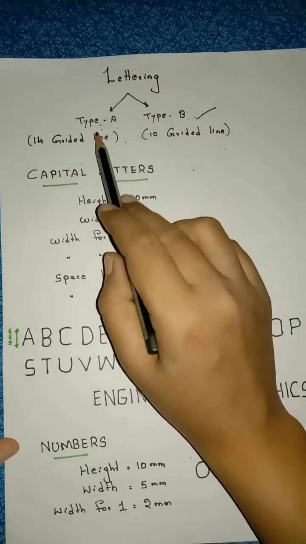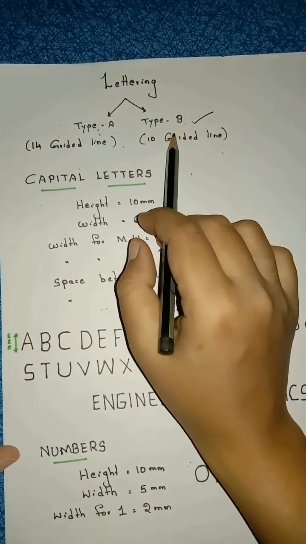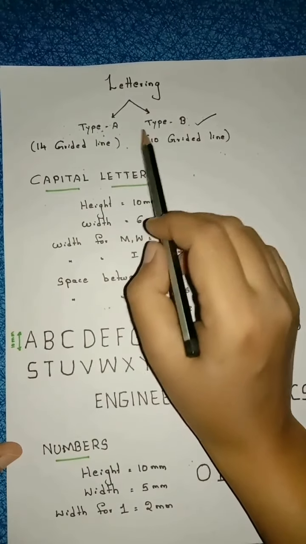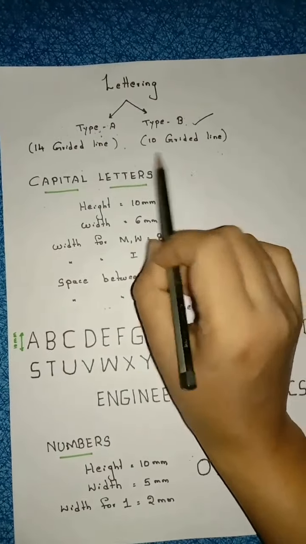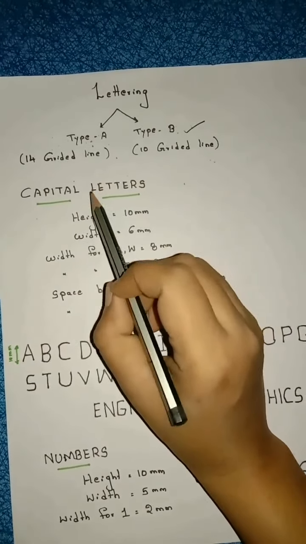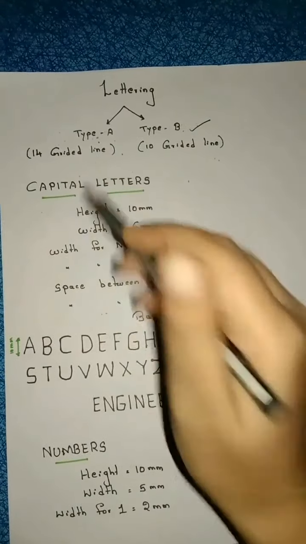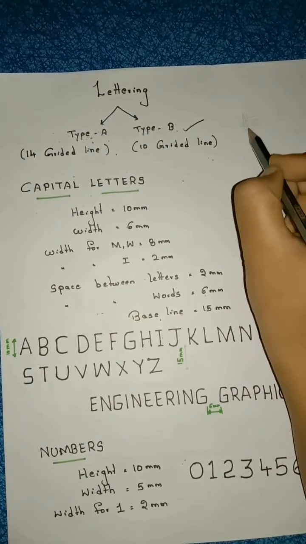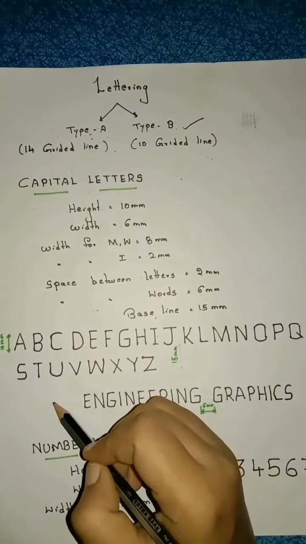Lettering is of two types, type A and type B, right? Type A is 14 gridded line and type B is 10 gridded line. What is this 14 and 10, right? See, grid is a combination of horizontal lines and vertical lines. We will call it as grid, right?